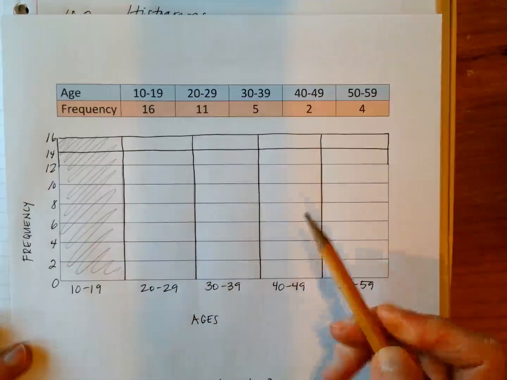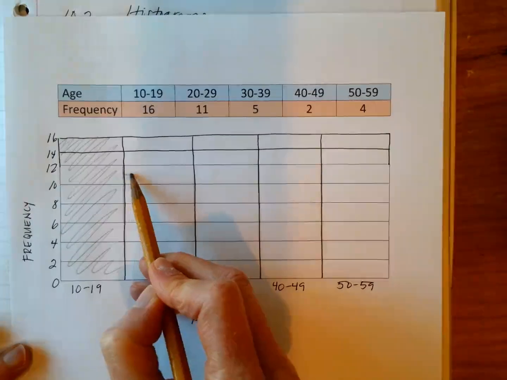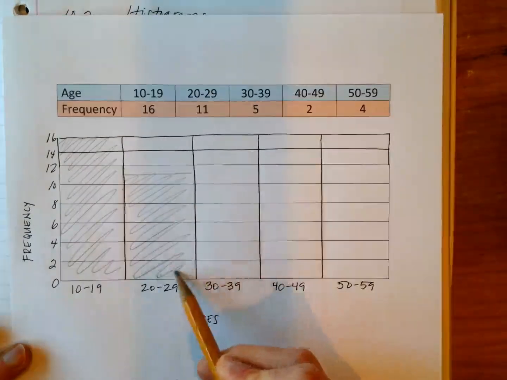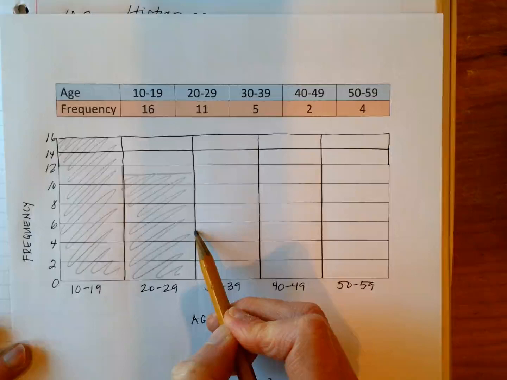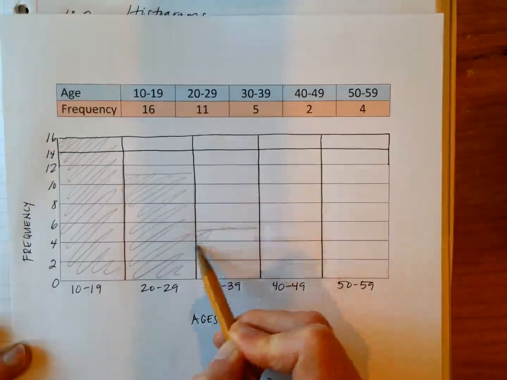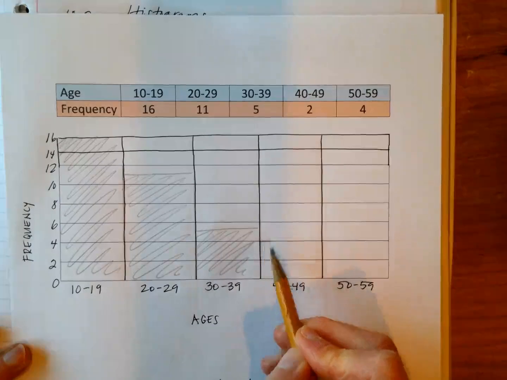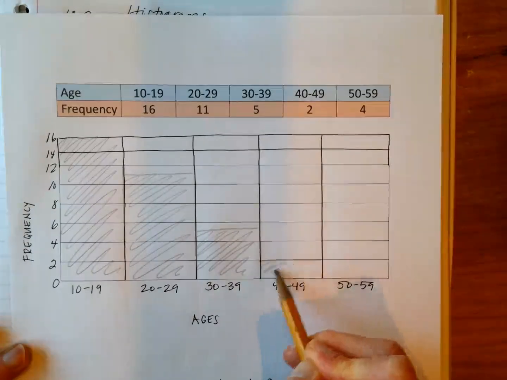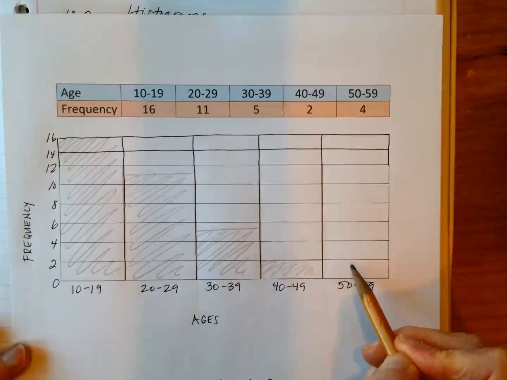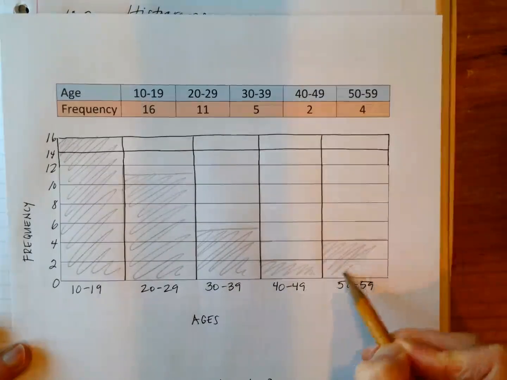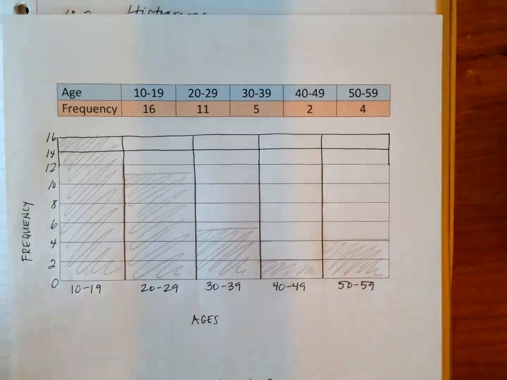20 to 29, the frequency is 11, so you just mark that off here and fill that in. 30 to 39, we've got 5. 40 to 49, we have 2. Oops, right here. 50 to 59, we've got 4. Okay, so again, just practice filling in that histogram.